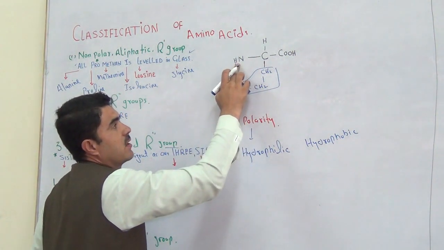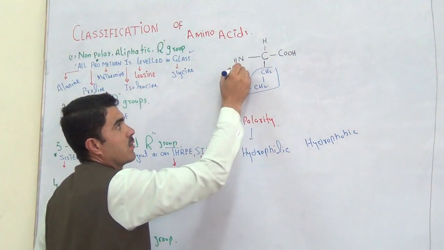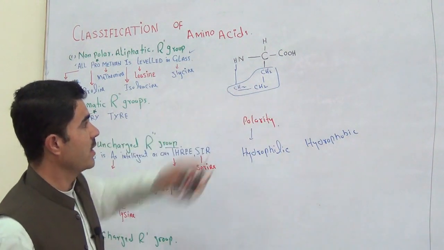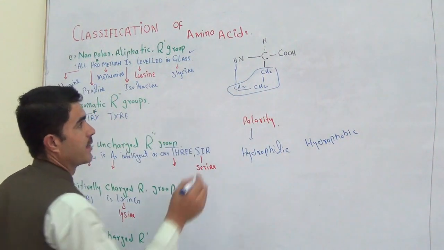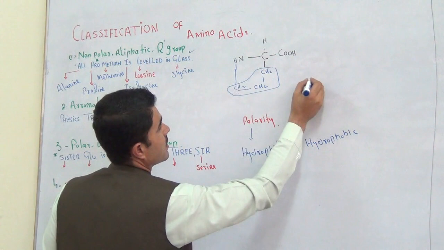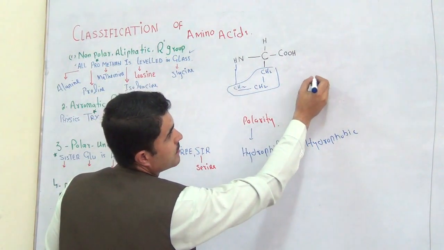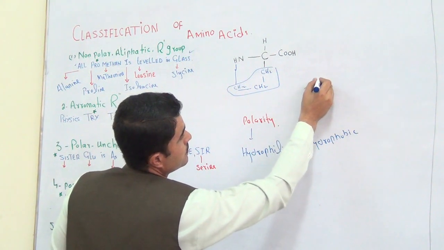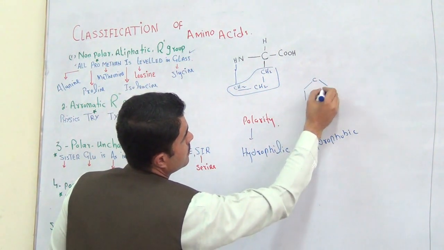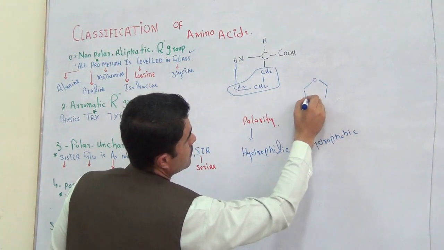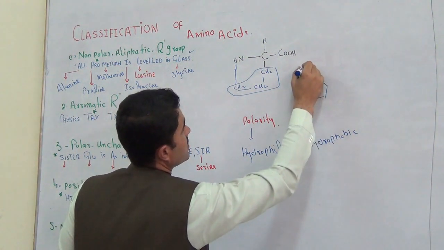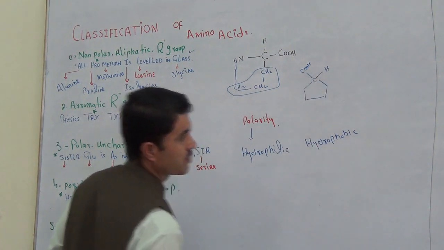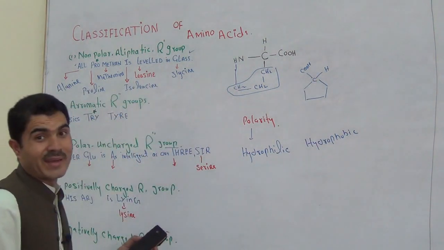In this case, when the side chain is attached, we will not write NH2, we will write only NH. And in this way, we got proline. The real structure of proline is written like this. Here is COOH and here is H. We usually write the structure of proline like this.